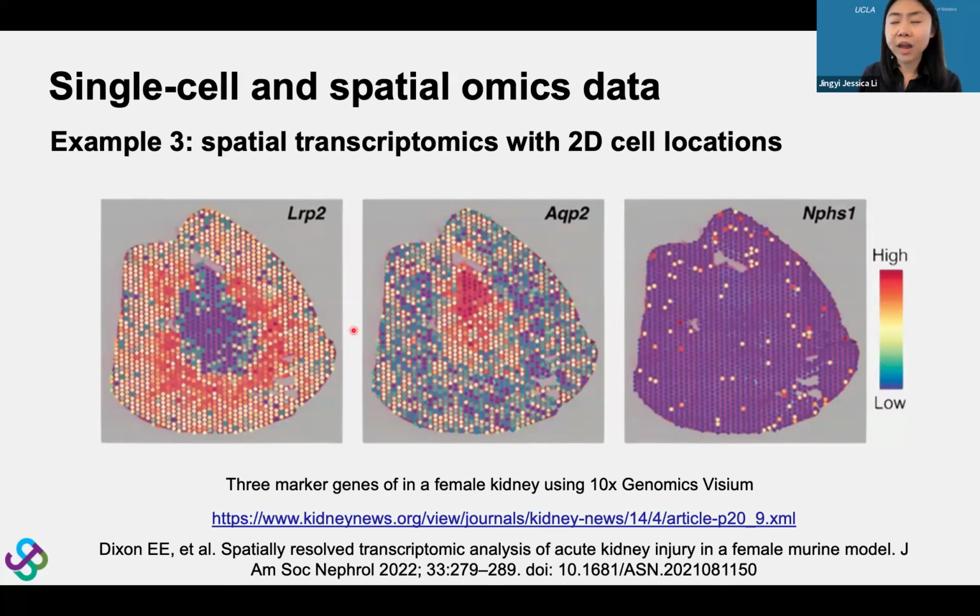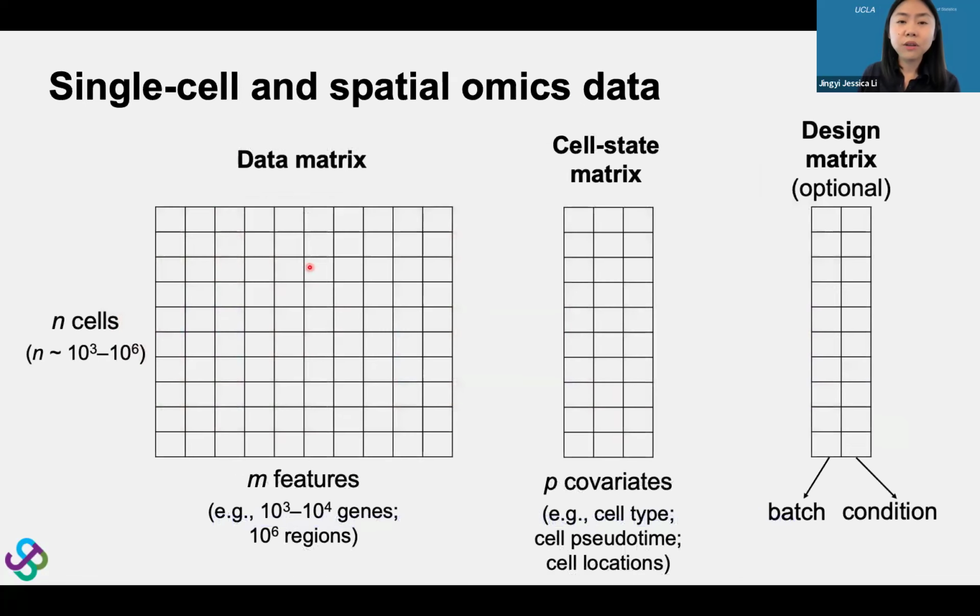For this type of data, you have some additional spatial information. But what I want to say here is that we can actually unify these data into the following format. The data matrix is an n cell by n feature matrix. The number of cells typically ranges from 10^3 to 10^6. The number of features depends on the technology. They could represent genes for RNA-seq or transcriptomic data, or they could represent DNA regions if it's other types of omics. But this is the data we get out of the technology.